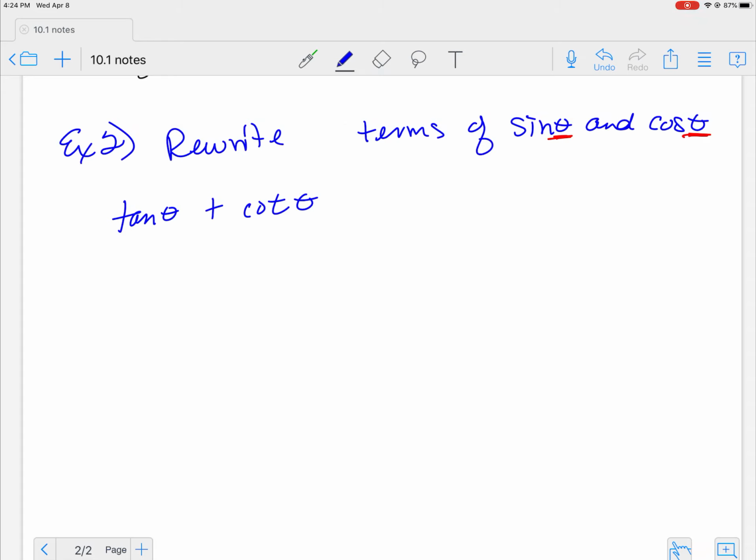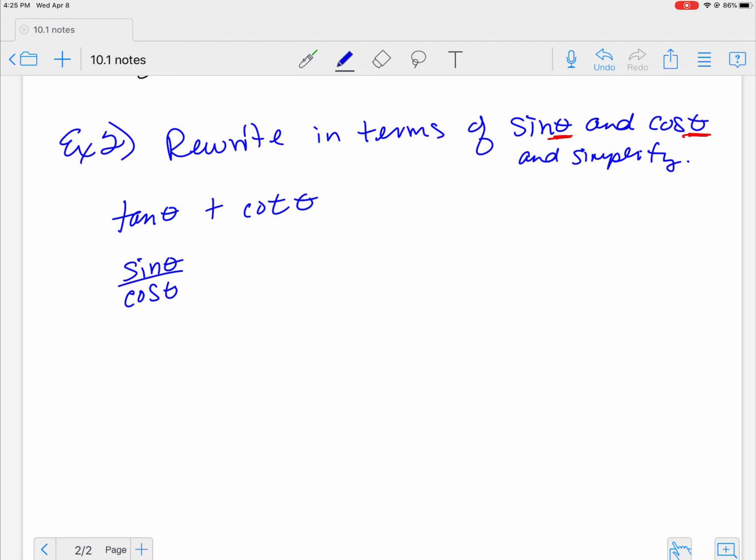All right, I want to write tangent theta plus cotangent of theta in terms of sine and cosine, and then simplify. It looks like all one word. That's 2 words. In terms of sine and cosine and simplify. So if I have, this is an expression, right? There's no equal sign. I'm not solving. We don't get that till the end of this chapter. So this is simply an expression that I'm looking for.